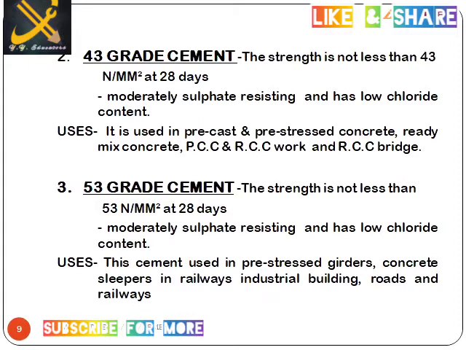The next is 53 grade cement. The strength is not less than 53 Newton per mm square at 28 days. So if we test one cube of cement at 28 days, the strength is not less than 53 Newton per mm square. So it is called 53 grade cement. Its property is moderate sulfate resistance and also a low chloride content. This cement is used in prestressed girders, concrete sleepers in railways, industrial buildings, roads and the railways.